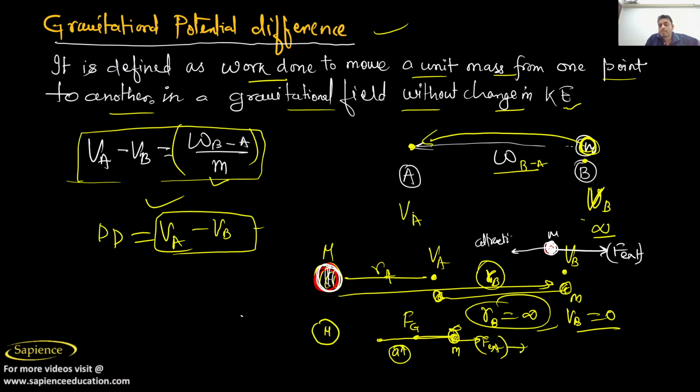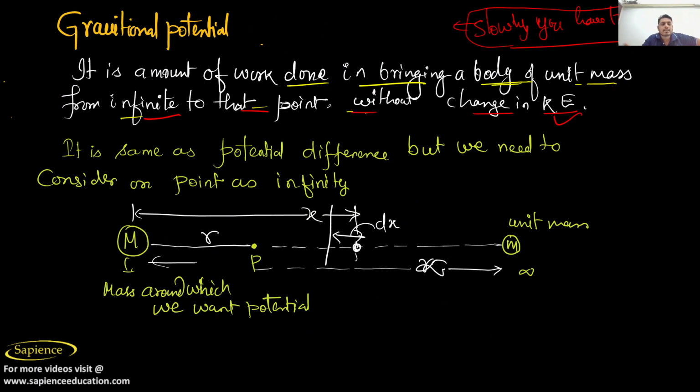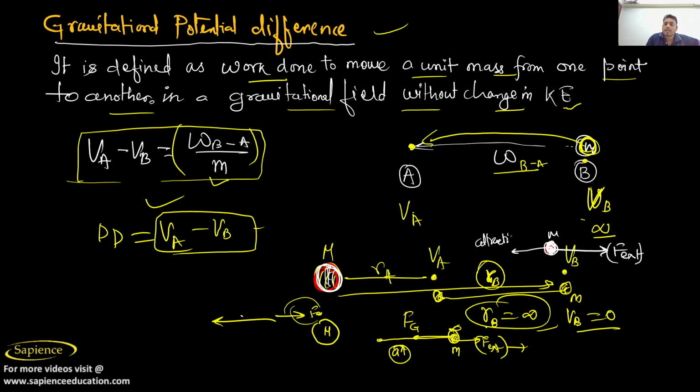Whenever you apply an external force and there is a displacement, work will be done. See here, displacement is in this direction, but the applied force is in this direction, so definitely the work done will be negative. And due to this negative value, we are getting all the values negative in gravitational potential. So let us see now. I hope you have understood why I am telling again that the change in kinetic energy should be zero.